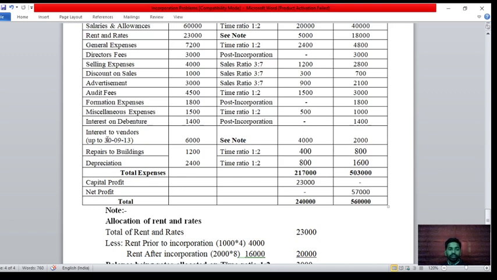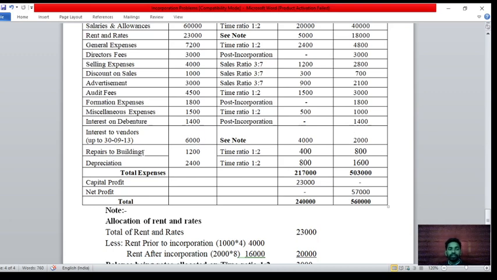So from April to September there are 6 months, and each month is rupees 1,000. So 6 into 1,000 will be 6,000. Out of this 6,000, 4 months are the prior period. So 4 into 1,000 will be 4,000, and the remaining 2 months are for the post-incorporation. So this 2 into 1,000 will be 2,000.